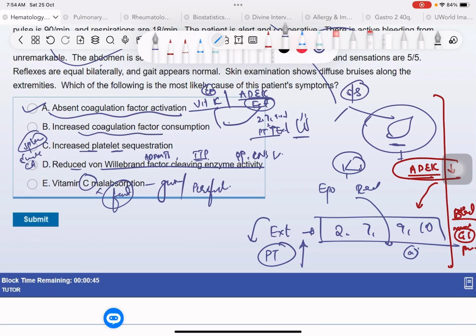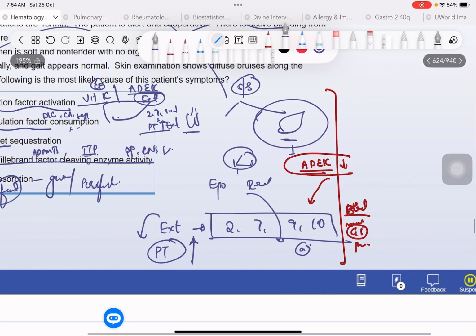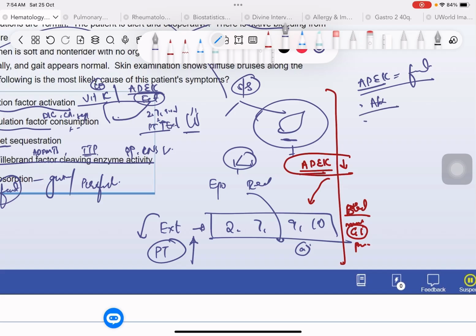And also we can have ADEK deficiency, which is fat-soluble vitamin deficiency, with antibiotic use. We can have that in celiac disease. We can have that in biliary atresia. We'll have that in any GI disorder which could lead to malabsorption.